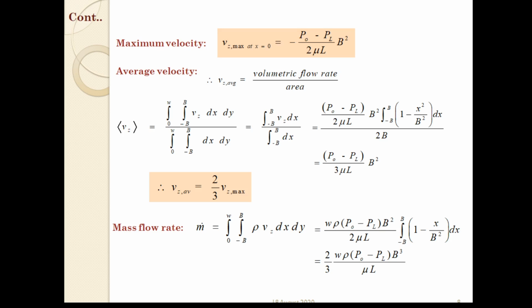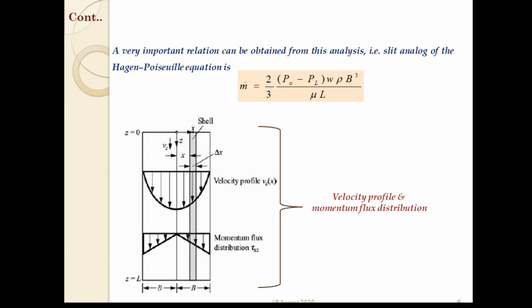Now the mass flow rate. How to find the mass flow rate? Again we need to integrate, from 0 to w and from minus b to b. For this case, we need to multiply the velocity with the density for the mass flow rate, so velocity with density, with dx dy. After simplifying, the mass flow rate will be 2/3 w rho (p0 minus pL) times b cube upon mu L. So we got the value for the maximum velocity, average velocity, and the mass flow rate.